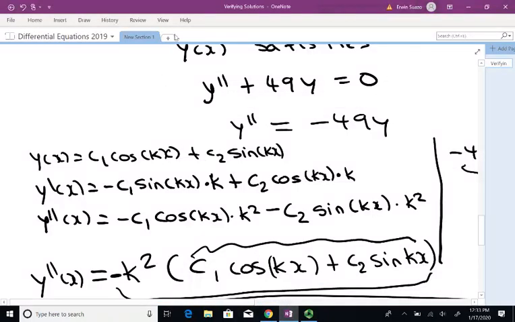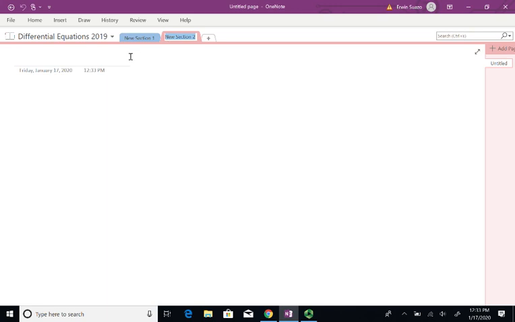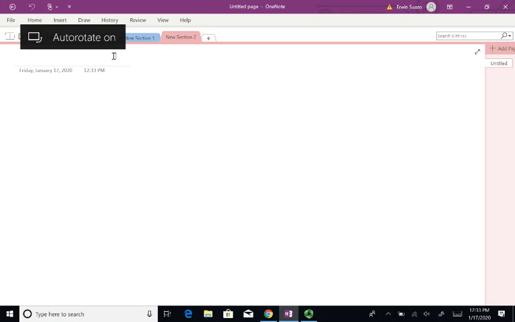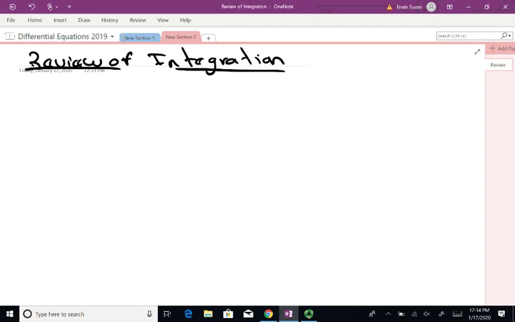So we're gonna do a review of integration. To make sure everybody's on the same page, and I save you some time so you can go to your homework directly. So, review of integration. Let's start by remembering.